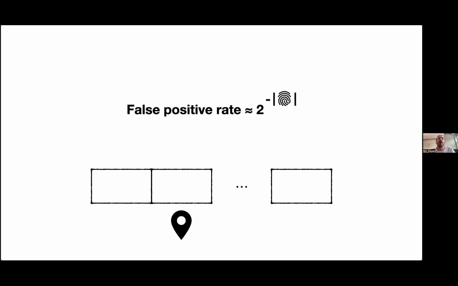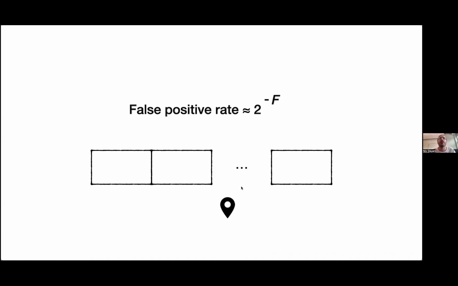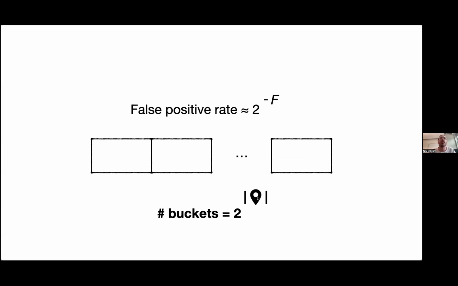Now, what is generally the false positive rate with these schemes? It's something like 2 to the power of minus the fingerprint size. Let's call the fingerprint size F. And the number of buckets in the scheme is 2 to the power of the size of the address.